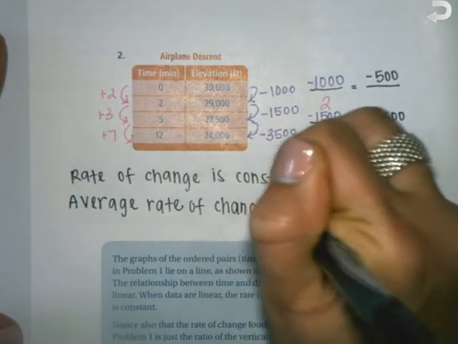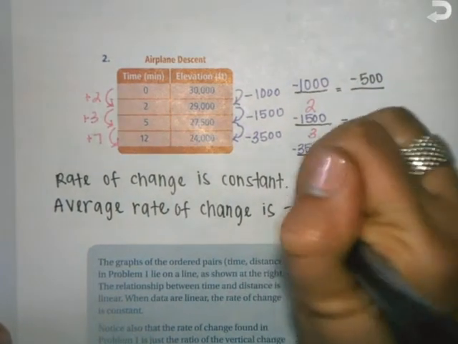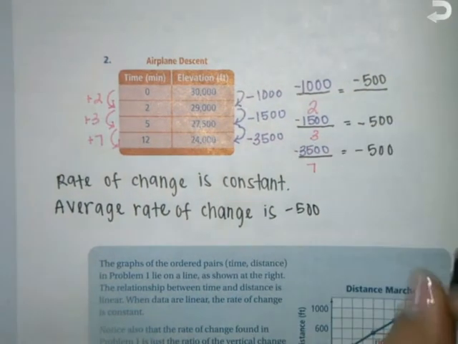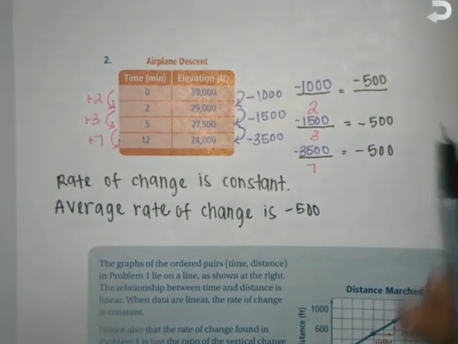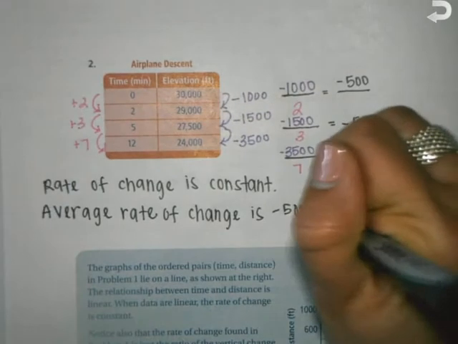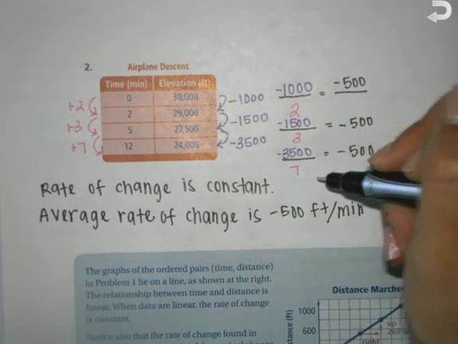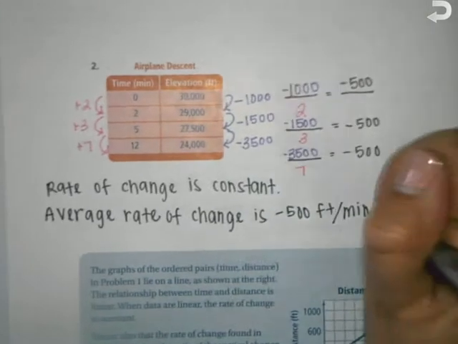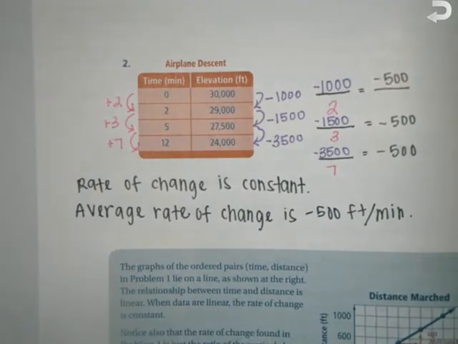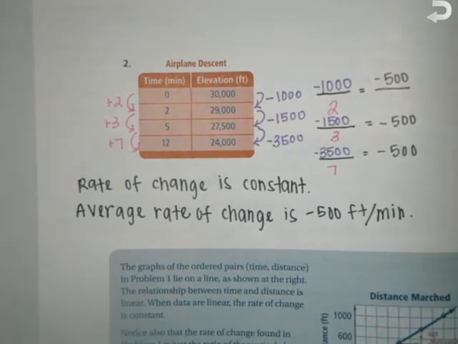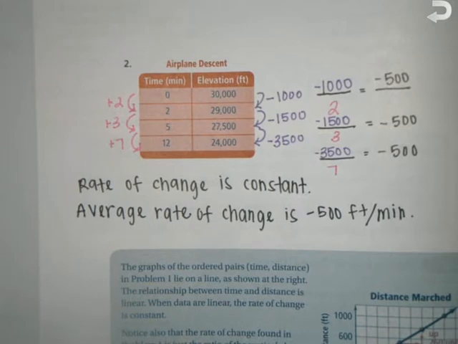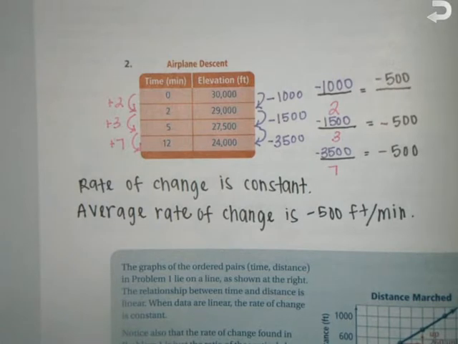The average rate of change is negative 500. And what were we looking at? What are our units? Feet per minute. So feet over minutes. Because we were putting the change in feet on top over the change in minutes. So your homework is going to ask you that, basically. But it will give you the specific intervals to find. So you're not going to have to do every single one for every single line on the graph or on the table. So that's our rate of change.